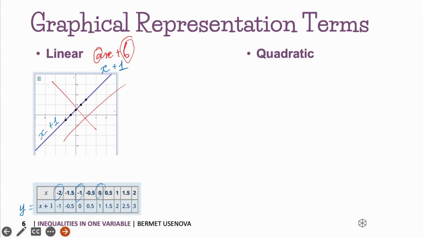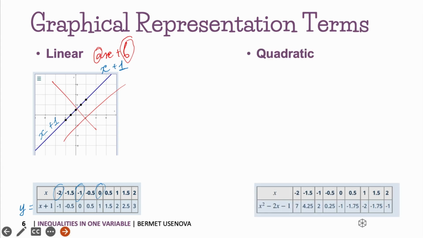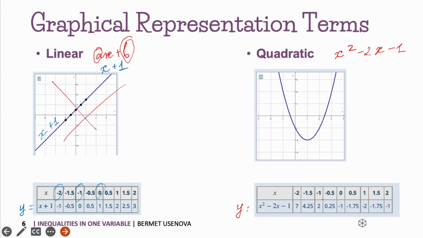Okay, next one is quadratic. If we take this term, which is x squared minus 2x minus 1, we can just take a bunch of values for x and put them here and find y. If we plot them, we will end up having this interestingly shaped curve, which is called a parabola. So a parabola, depending on what kind of quadratic term you have, can have this shape, can have this shape, also depending on the other coefficients. The parabola represents the solution set for this quadratic term.